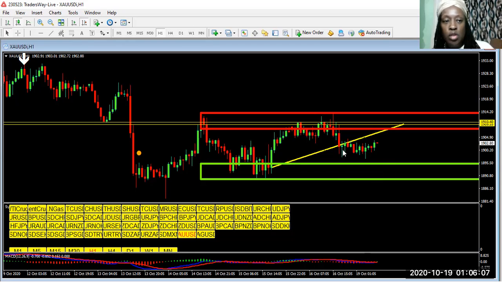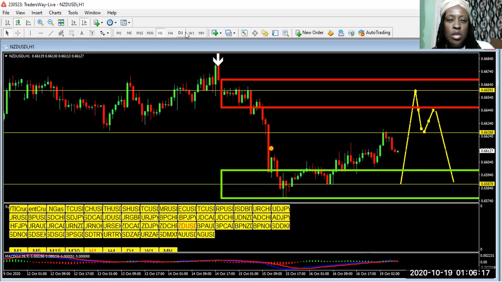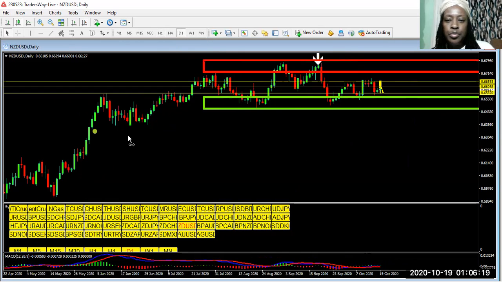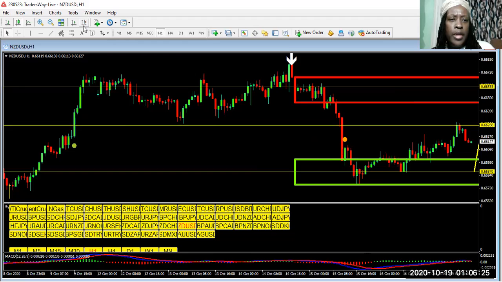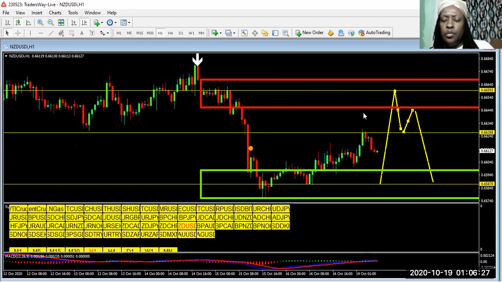But for sales, this is the area I will be looking at taking if I was to trade this particular pair. So now we have NZD USD on the daily, again, bearish, right? So USD is strong. And now on the hour, bearish engulfing. Can't make this up, right?